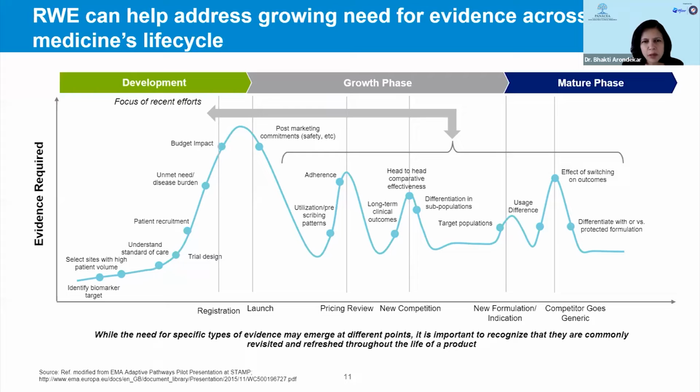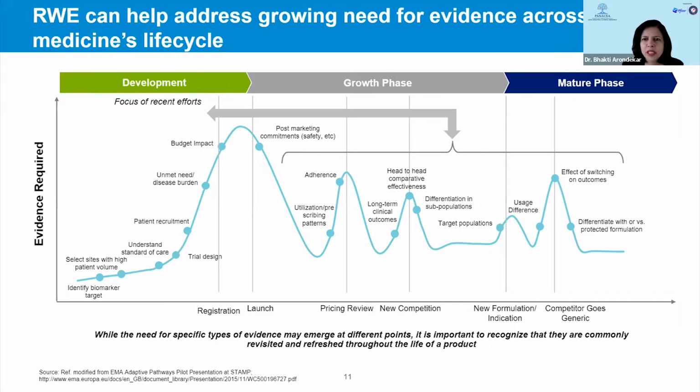When a product is available on the market, you will focus on other aspects, such as how patients actually adhere to it. What are some of the long-term clinical outcomes? Because a trial could only be of a short duration. What are some of the adverse events that you're seeing in a real world setting? Those are the type of observational research that you can conduct when a product is available on the market after it has been approved.